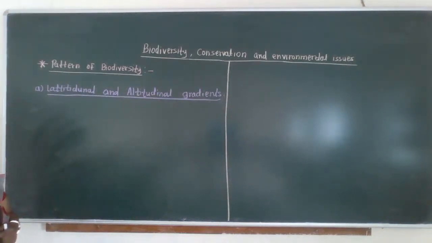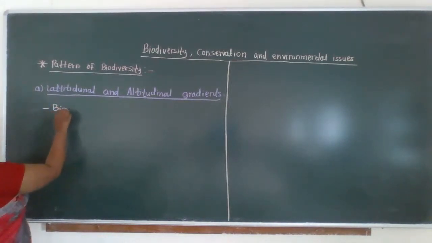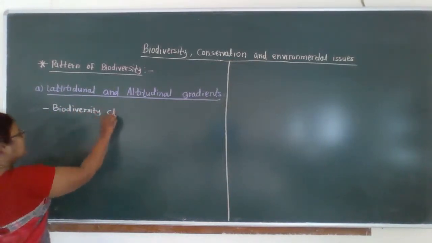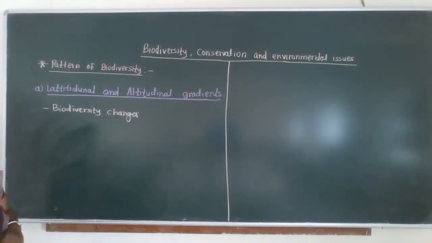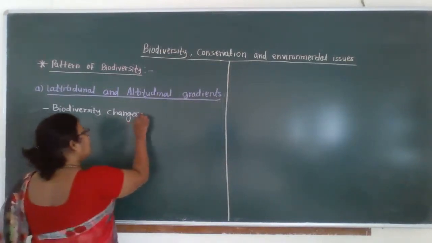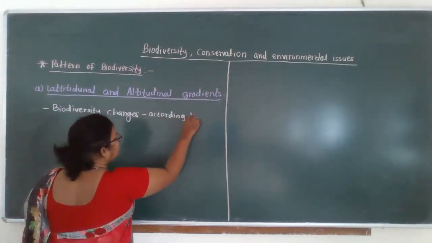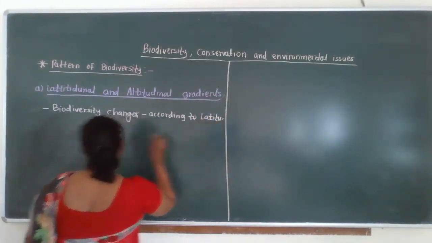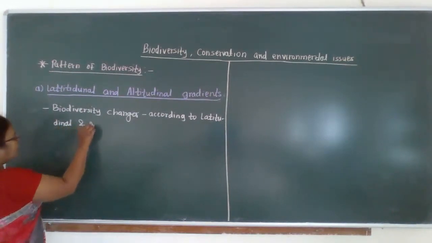So related with this, we have to consider how biodiversity changes in particular according to the latitudinal gradient. Latitudinal and altitudinal gradient.